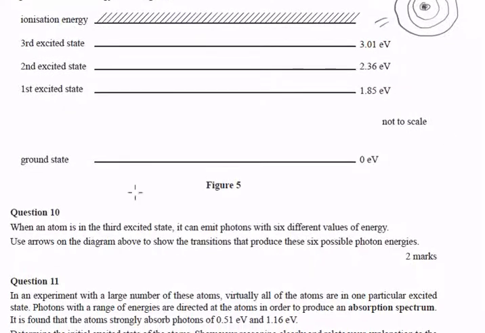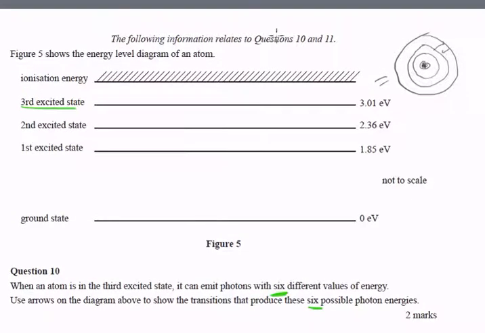The first question is asking us, an atom is in the third excited state, so it's in this state here. It can emit photons with 6 different values of energy. Use arrows in the diagram above to show the transitions that produce these 6 possible photon energies. What I'm going to do is draw in green first my working, and then I'll draw over here my actual one. So when you've got to do your answer, you'll only do the actual one. So the electron can start here, and it can jump, if it wants to, all the way down. And that's one of the photons that will have that energy, 3.01 electron volts.